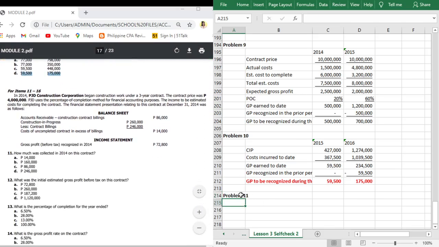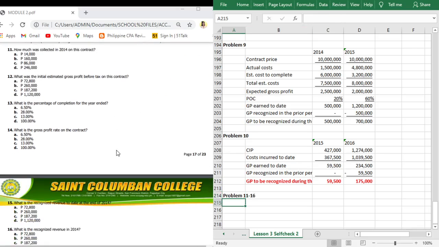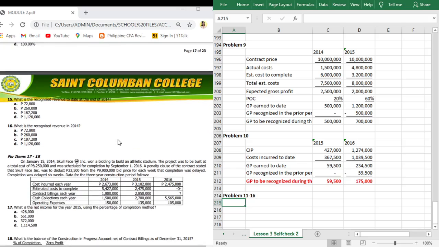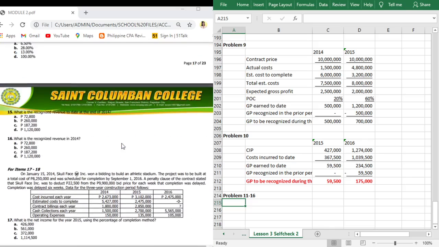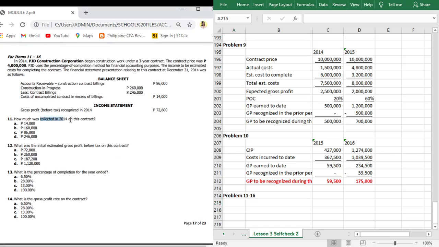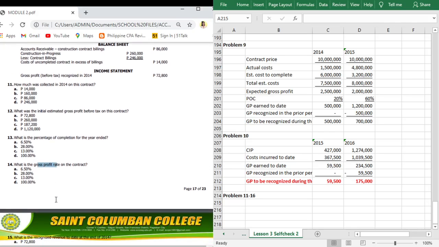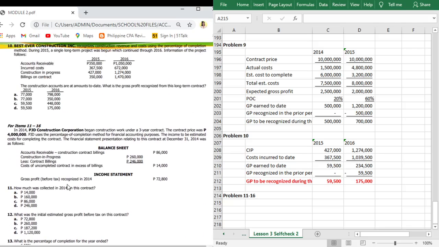Okay, this is problem 11 to 16. Okay, so there are a lot of questions. Okay, let's answer 11 to 16. There are quite a lot of questions. How much was collected in 2014? What was the initial estimated gross profit, the percentage of completion, the gross profit, the recognized revenue to date, and the recognized revenue in 2014.